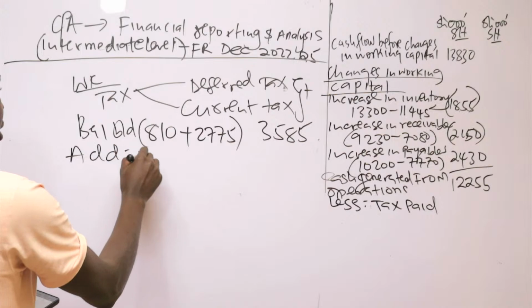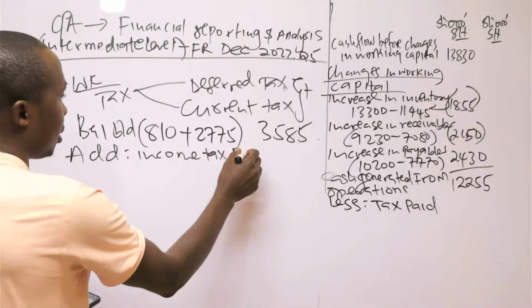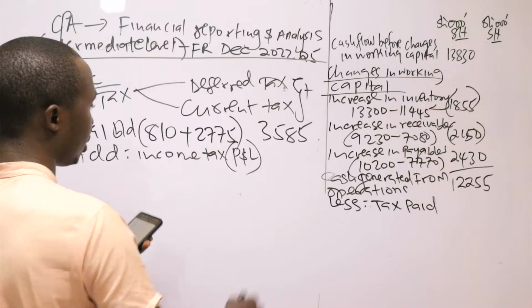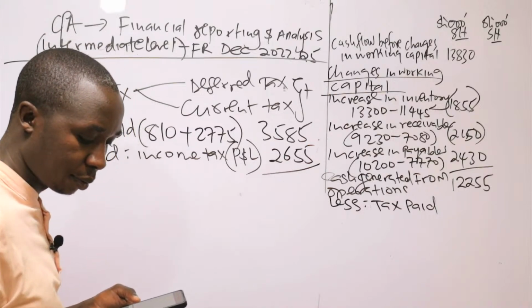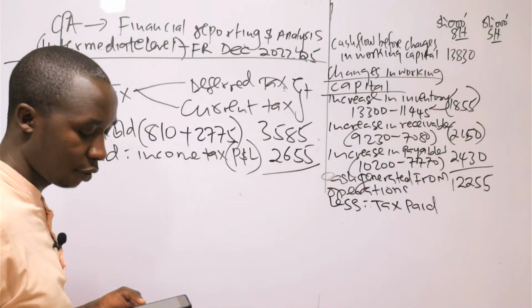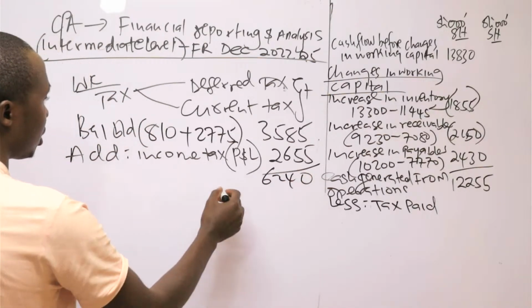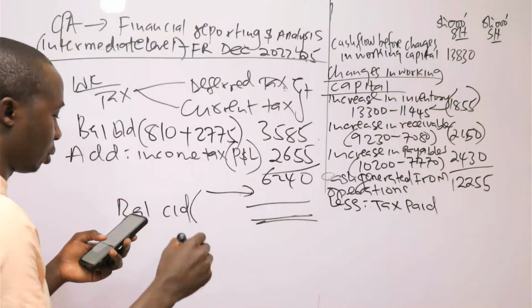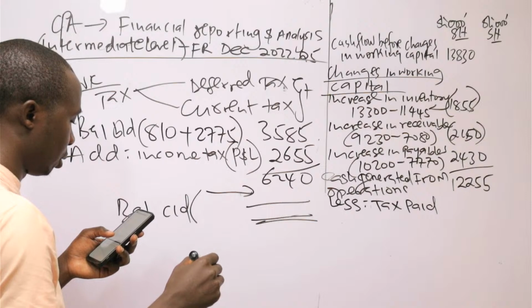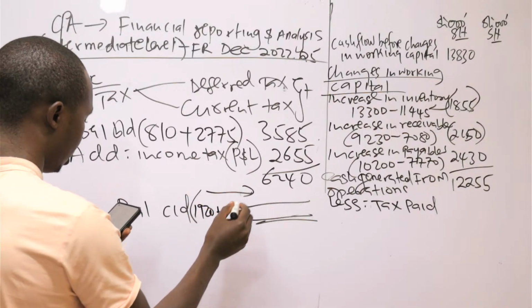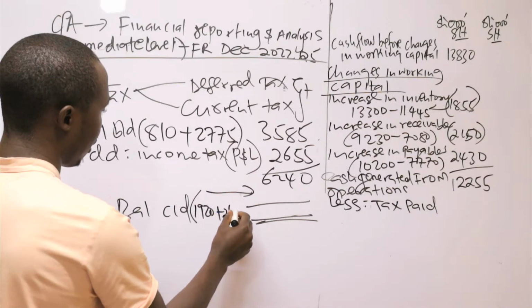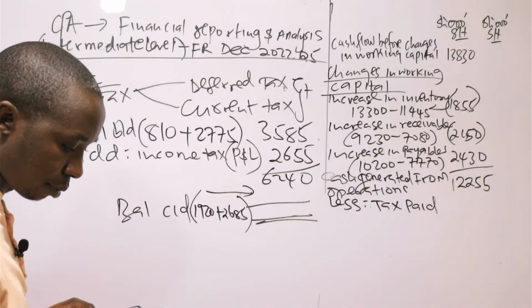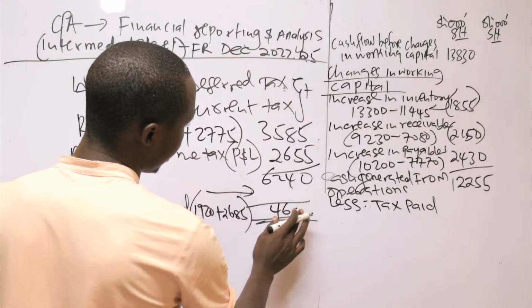Then you have to add what they were paying during the year, the income tax for the year from the P&L, the profit or loss statement. So they were supposed to pay 2655. The total tax they are supposed to pay, if I add 2655 to 3585, is 6240. Then you skip one line and say balance carried down. Again, you combine deferred tax for 2022, which is 1920, and current tax, which is 2685. You add the two, 1920 plus 2685, which is 4605.